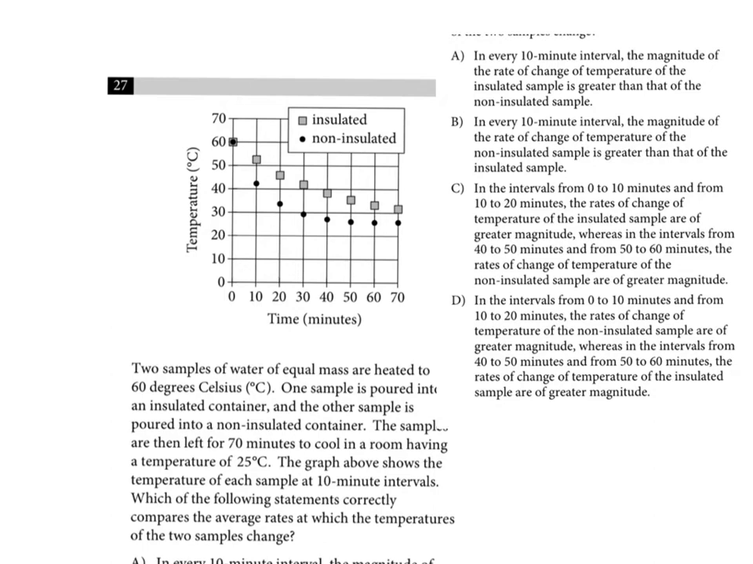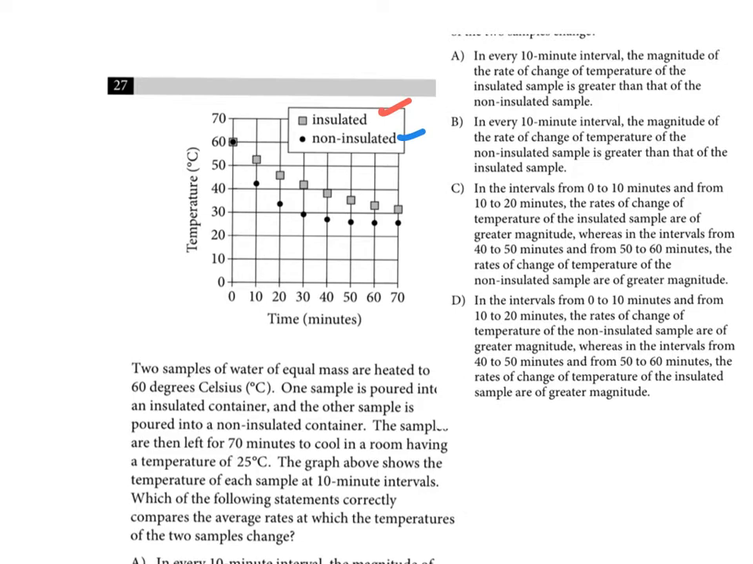For number 27, 2 samples of water of equal mass are heated to 60 degrees Celsius. One sample is poured into an insulated container, and the other sample is poured into a non-insulated container. So it looks like the squares are the insulated and the dots are the non-insulated. The samples are then left for 70 minutes to cool in this room of 25 degrees Celsius. The graph above shows the temperature of each sample at 10-minute intervals. Which of the following statements correctly compares the average rates at which these 2 samples change?